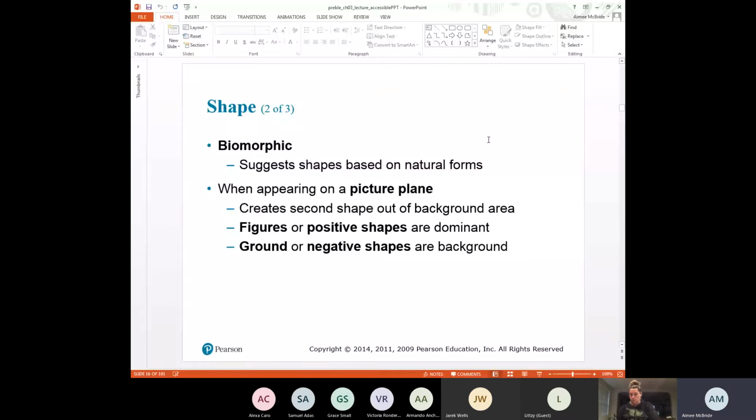So your figures or your positive shapes are the dominant shapes that are in the foreground, and your ground or negative shapes are in the background. If at any point I'm going too fast or you need me to clarify this, let me know.